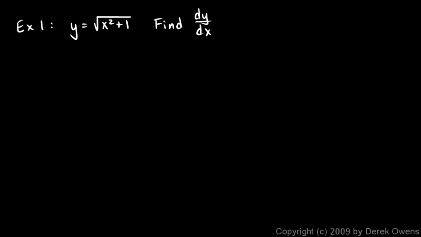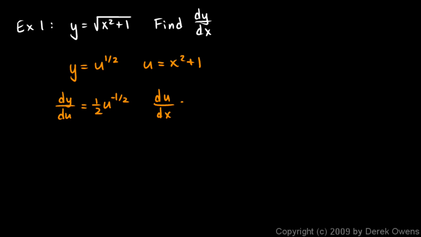I'm going to say y is equal to u to the power of 1/2. That's my original function. And this is a correct way to state it if u is x squared plus 1. So u is my inner function. And now let's differentiate each of these. Let's find dy/du, which we can find with the power rule. That's going to be 1/2 u to the negative 1/2. And let's find du/dx, which is simply 2x.